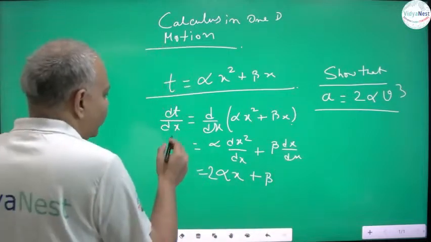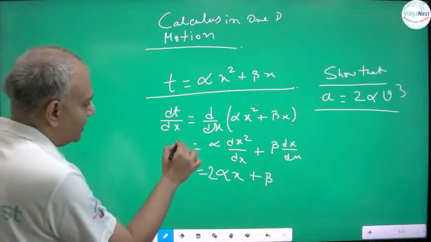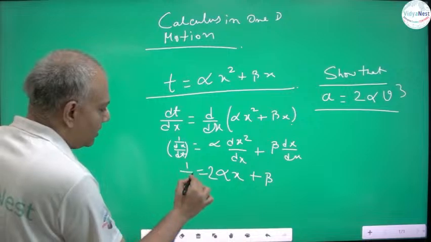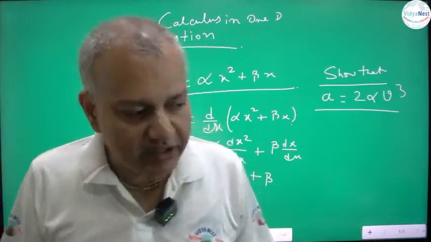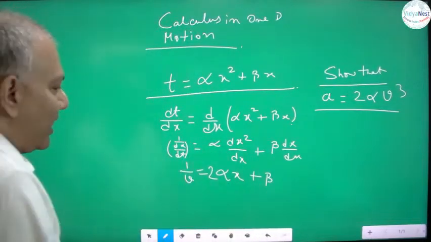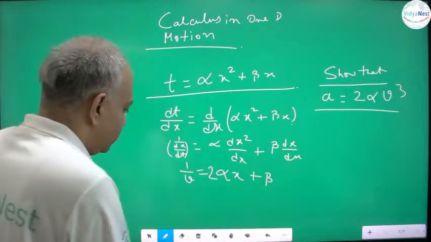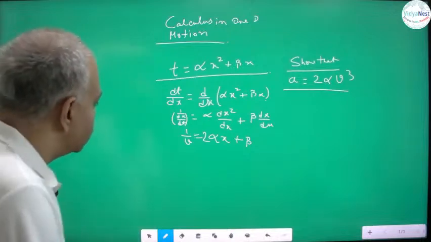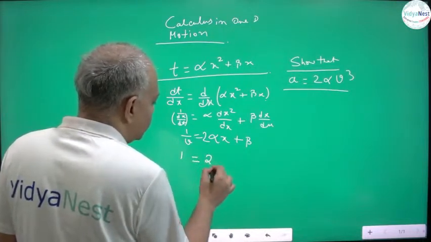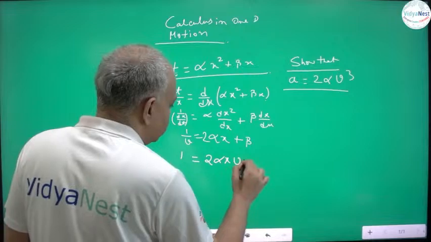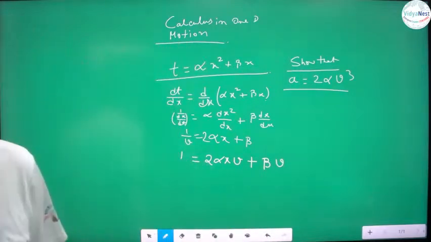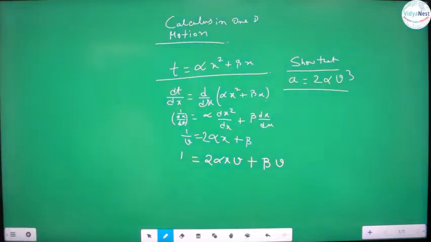You can see this dt by dx means 1 by dx by dt, isn't it? So dx by dt means velocity, 1 by v. So we got a relation that 1 by v is equal to 2 alpha x plus beta. Fine, very good. Now if I want to find the retardation, just multiply by v. 1 is equal to 2 alpha x into v plus beta into v. We are going to get this kind of relation from here.